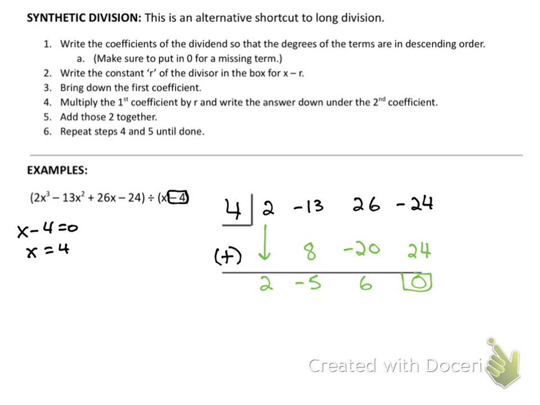So to write our solution, okay, you're going to start with 1 less than the degree of the polynomial. So the degree of this polynomial is 3. That exponent is 3. All right, we'll start with a variable 1 less than that. So our answer here will be 2x squared minus 5x plus 6. All right, next example.